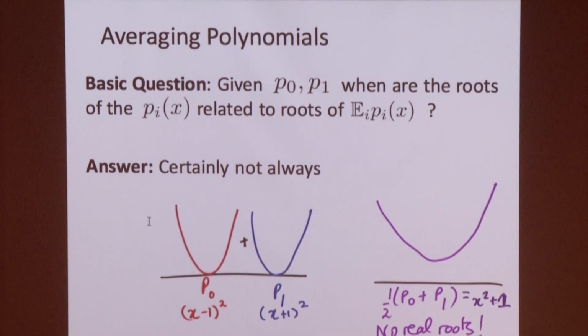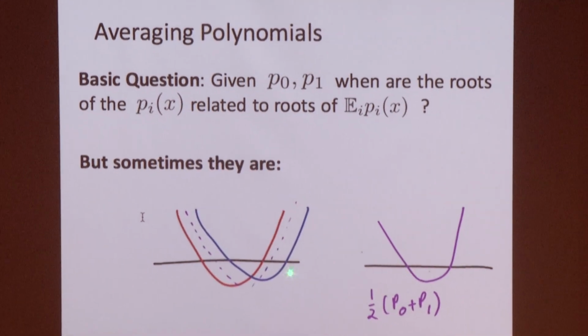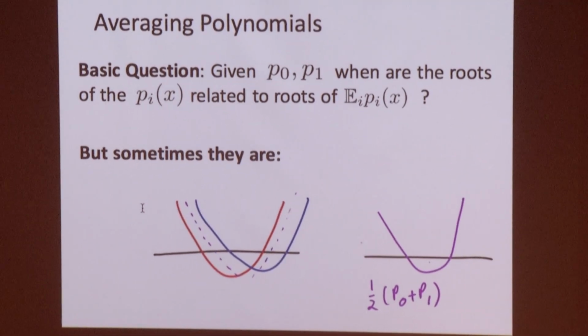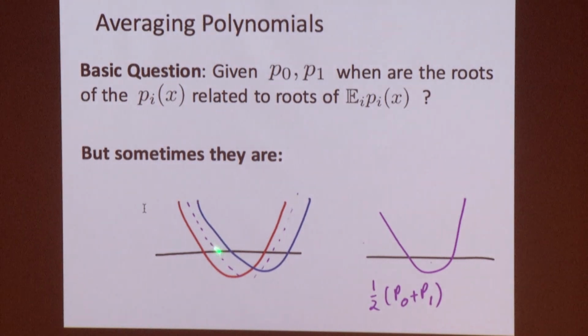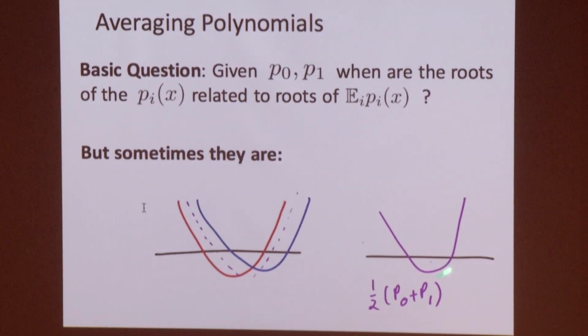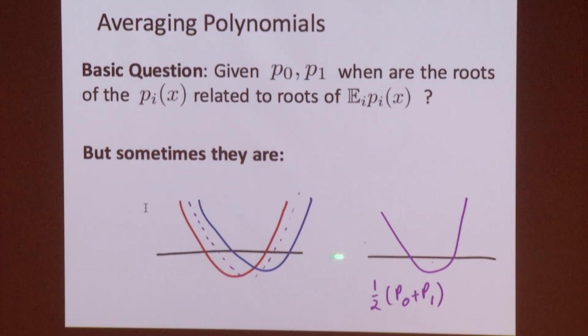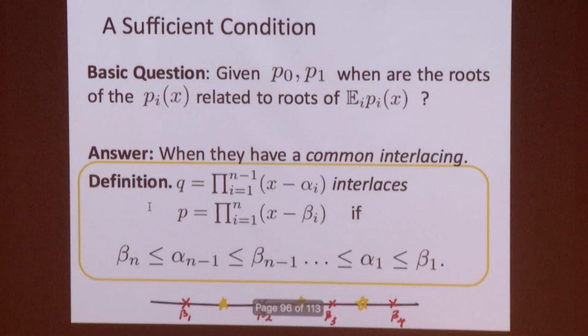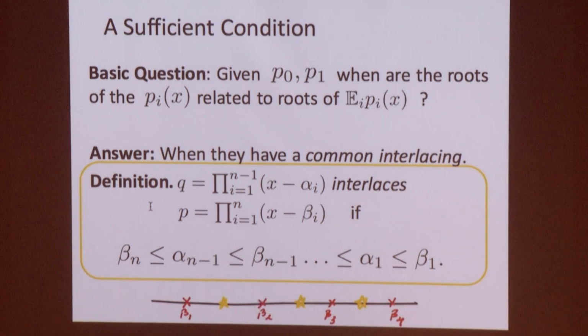But in the quadratic case, if you look at polynomials like this, whose roots alternate, then you can check that when you average them, the average is always going to have real roots, and the roots are actually going to lie between the roots of the individual polynomials. And this is great, because this means you can then compare these purple roots to the red and blue roots, which is the thing we're interested in. So this alternating thing is a general phenomenon. Here's the sufficient condition in general.